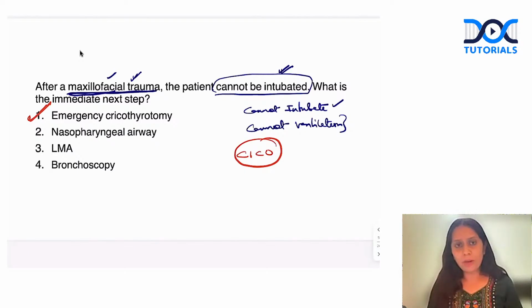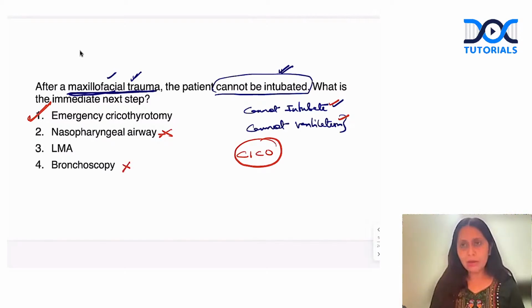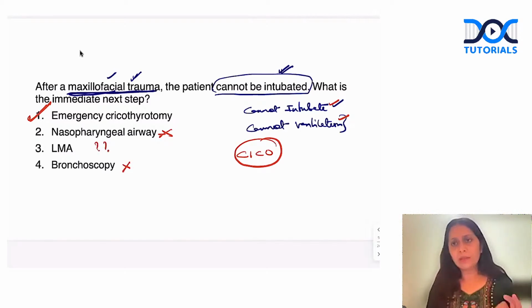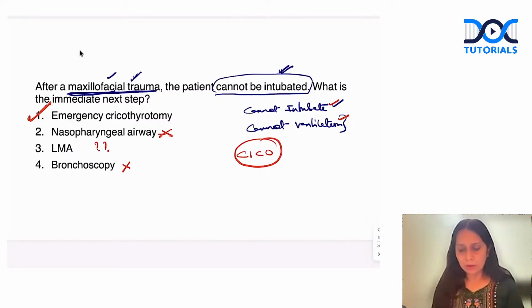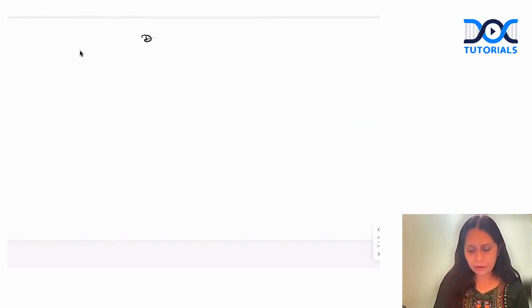In maxillofacial trauma, you never put the nasopharyngeal airway. It is contraindicated. A laryngeal mask airway would also not go at the right place. In maxillofacial trauma we can try, but it is not something which would easily go in place. And in a cannot intubate, cannot ventilate situation, time is what we have to watch. Immediately, we have to start oxygenation. So cricothyroidotomy would be the best thing. And bronchoscopy is out of the question. Even a laryngeal mask airway is not apt for this situation. So, I talked about difficult airway management.